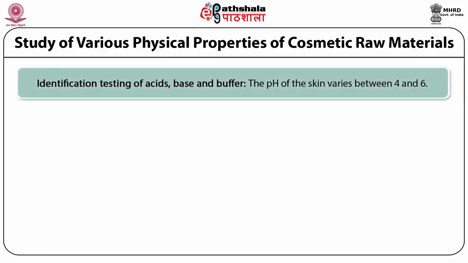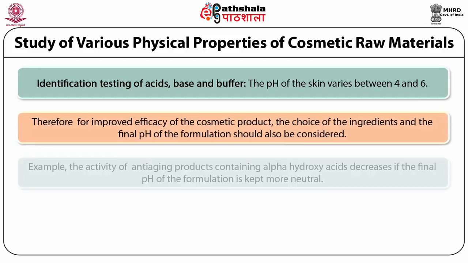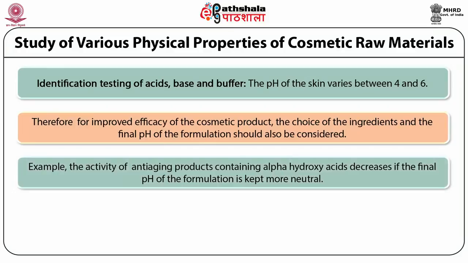Identification testing of acids, base and buffer. The pH of the skin varies between 4 and 6. Therefore, for improved efficacy of the cosmetic product, the choice of the ingredients and the final pH of the formulation should also be considered. For example, the activity of anti-aging products containing alpha hydroxy acids decreases if the final pH of the formulation is kept more neutral.